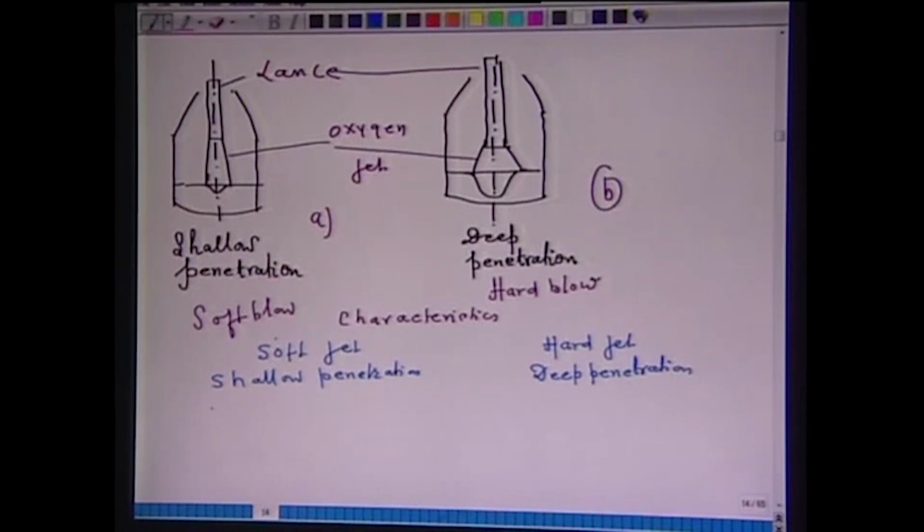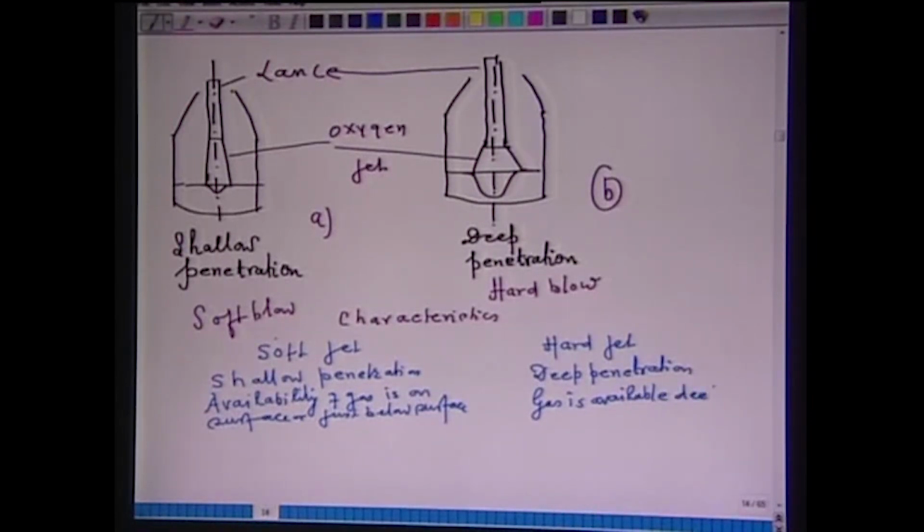Another important characteristic, the availability of gas. In the soft jet, gas is available on the surface or just below the surface. What is here? Gas is available deep into the bath. That is one very important property of the hard jet.